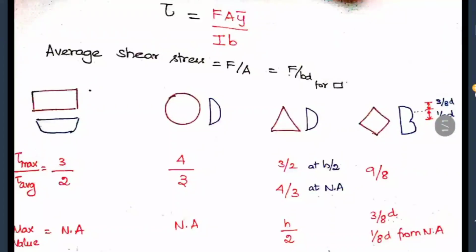So what does this F mean? It is the shear force that is experienced by the body. A is the area of that moment. See what area you should take: the area above the neutral axis only you should take, because if you are finding the shear stress at the neutral axis, you should do that. Okay, so you can find the shear stress at any point also.